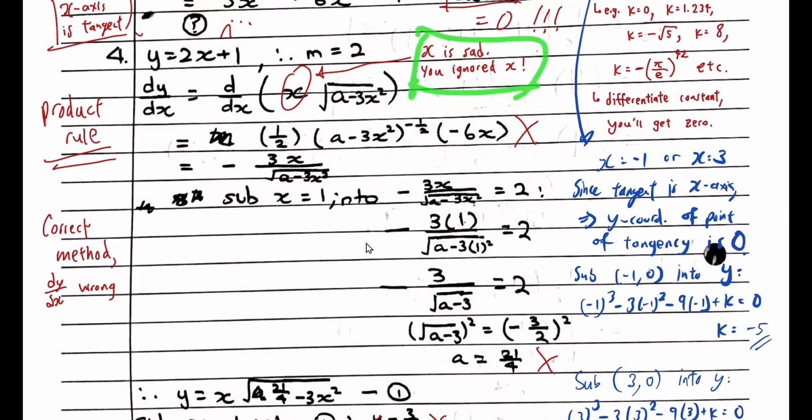What happened? What rule are you using over here? Chain rule on this guy. But do you realize that there's an invisible times sign over here? X times square root. So you cannot directly use chain rule. You need to use what rule first? Product rule. Okay.